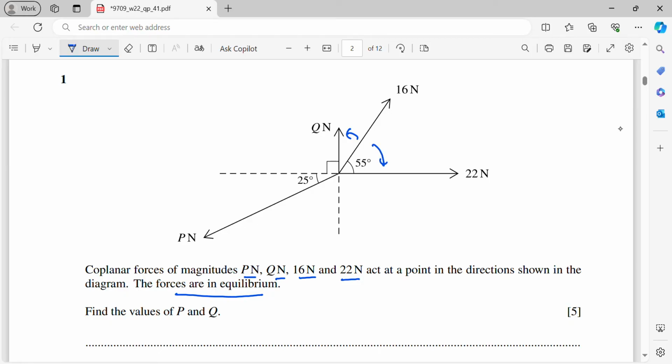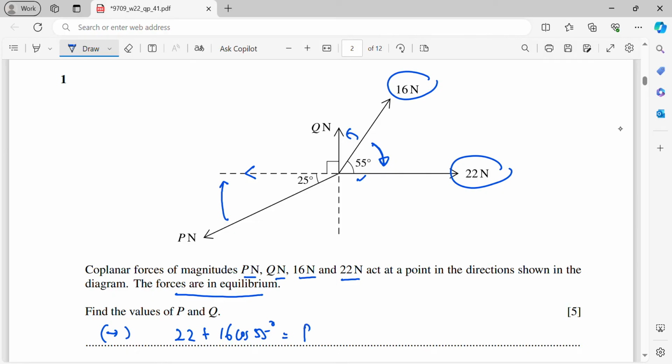First of all, I will resolve the forces horizontally and towards the right side. So now from here, I will have 22 newtons, plus this 16 newtons will be resolved horizontally, and it is in the same direction as 22 newtons. And now you are given 55 degrees. Therefore, I will be using 16 cos 55 degrees. At the same time, this force P will be resolved horizontally, but it is in the different direction. Therefore, it will be on the other side.